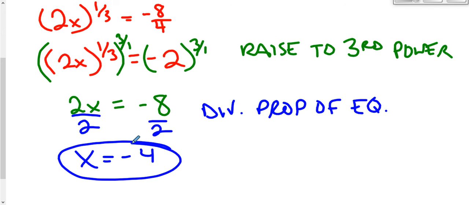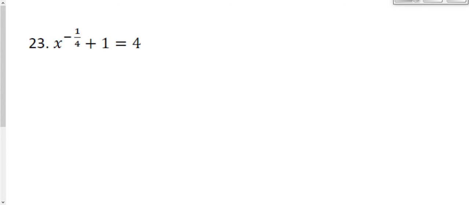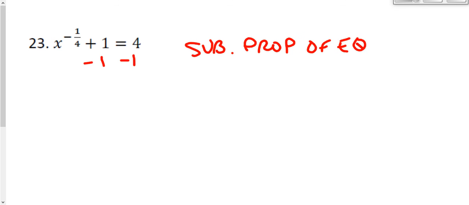And now we just have one more problem to take a look at, and that's question 23. So 23, we're going to start with the same first step, isolate the radical. So we're going to have to subtract 1 from both sides. That's the subtraction property of equality. And that's going to give us x to the -1/4 equals 3.